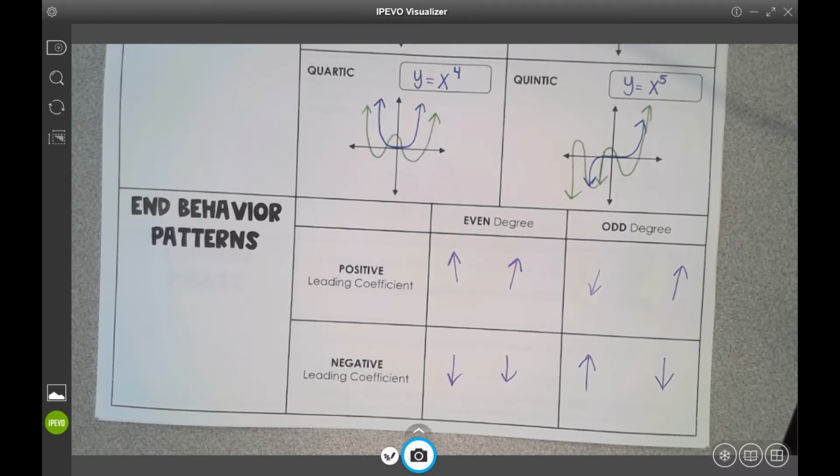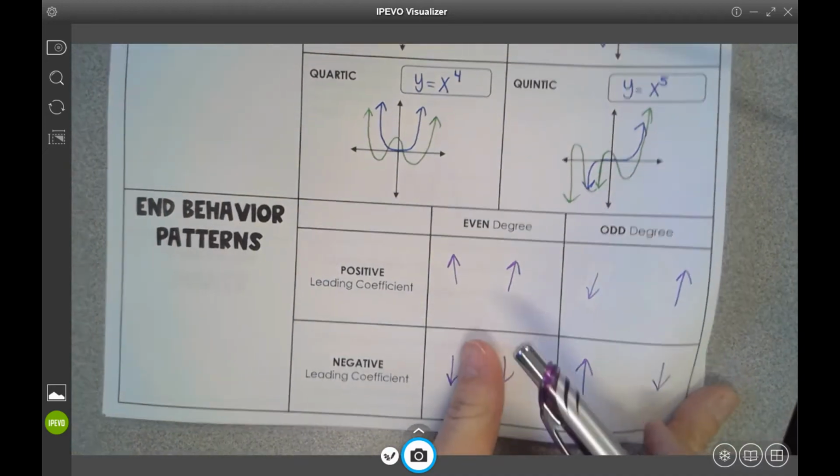How do you get it to cross the line multiple times? It's when you add things like x to the 4th plus x cubed, different things like that could make it.